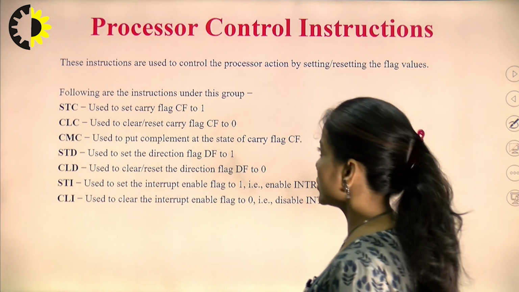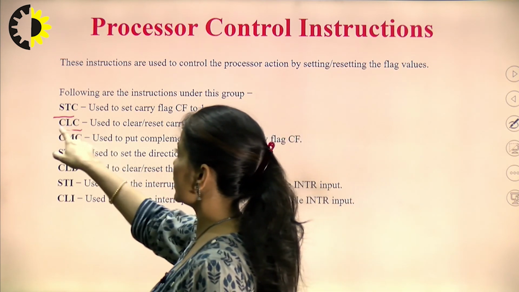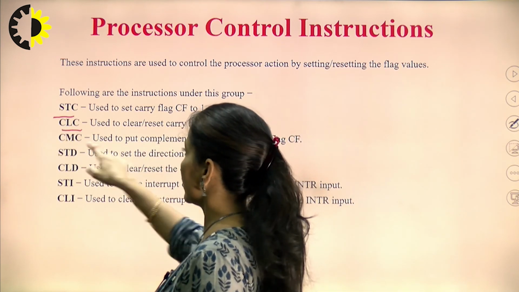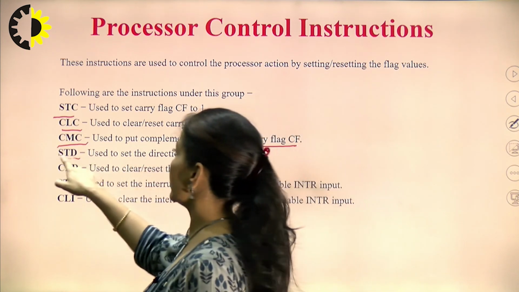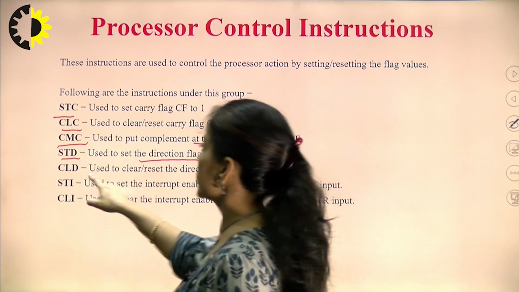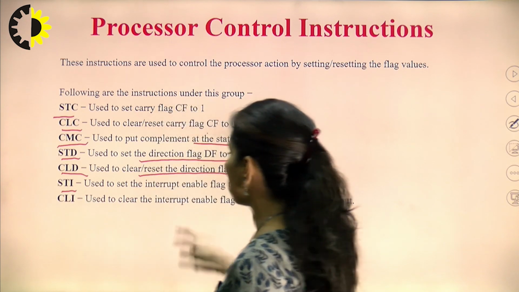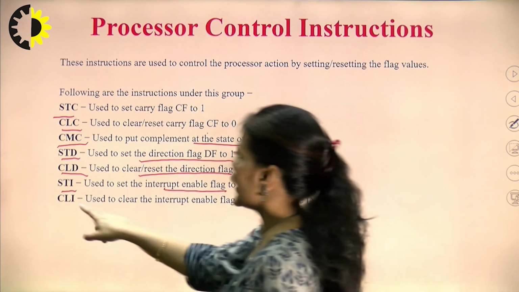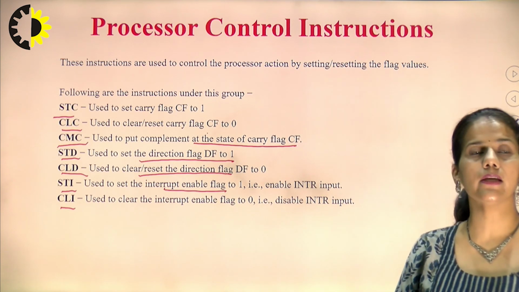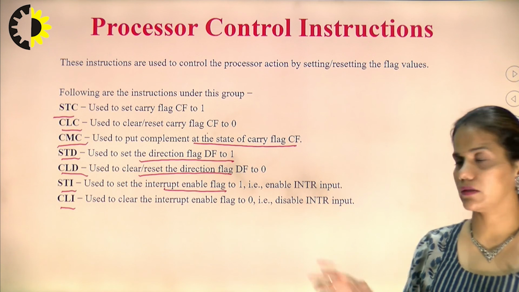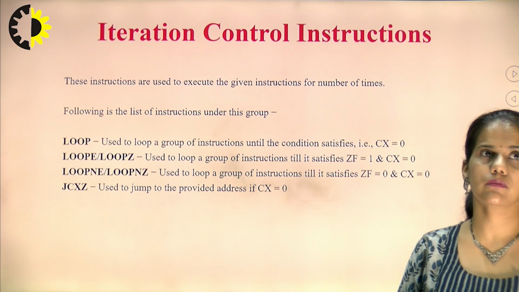Some processor control instructions are STC, which is used to set the carry flag. CLC is used to clear or reset the carry flag. CMC is used to complement the state of the carry flag. STD is used to set the direction flag. CLD is used to clear the direction flag. STI is used to set the interrupt enable flag to 1, and CLI is used to clear the interrupt enable flag. By reading the names only we can find out the purpose of the given instruction.